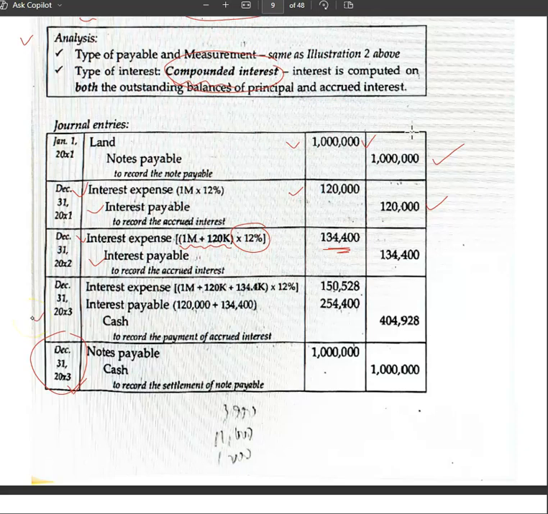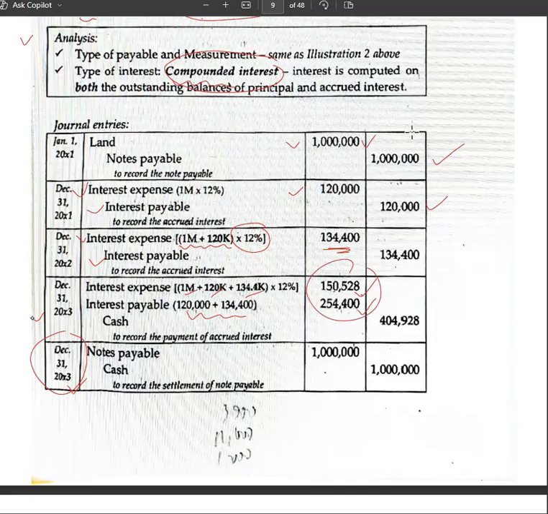Now, on the third year, the total interest will be all paid. So how do you compute the total payment of the interest? Of course, on the interest payable, you have to add both the first year and the second year, so total 254,400. What about the third year? The third year is computed with the same approach as the second year. We add the 1 million principal, the 120,000 interest on the first year, and the 134,400 interest in the second year. Then multiply it by 12%. Then we have this 150,528, and that's it.